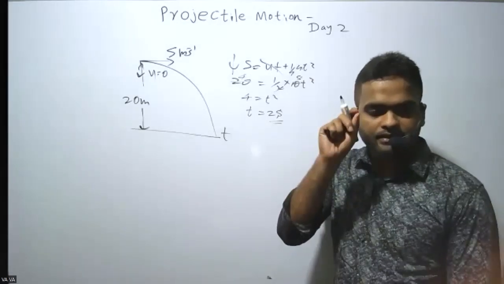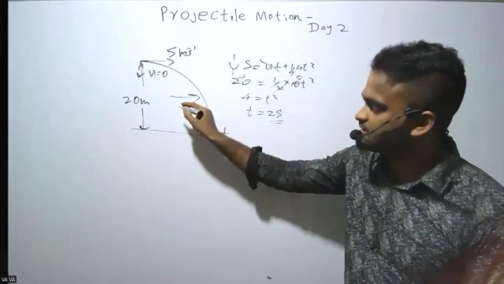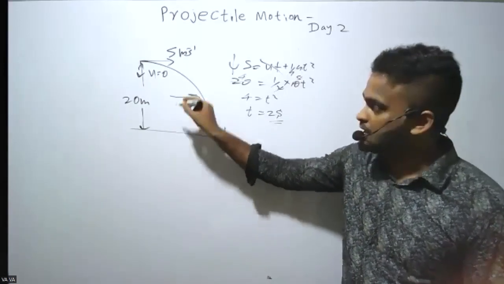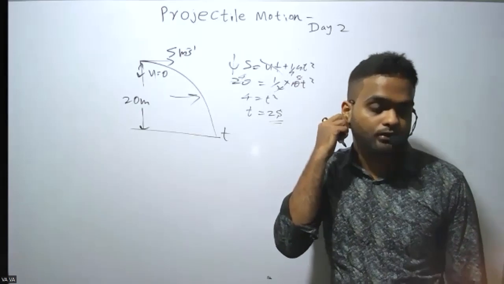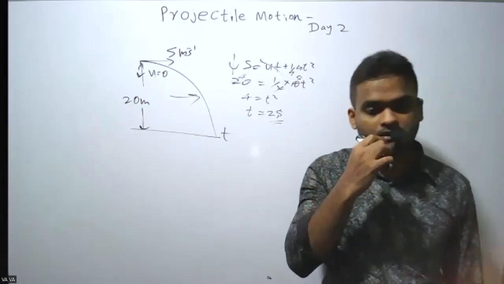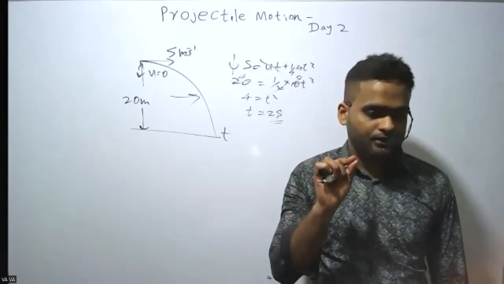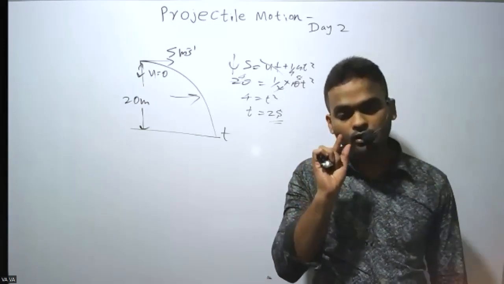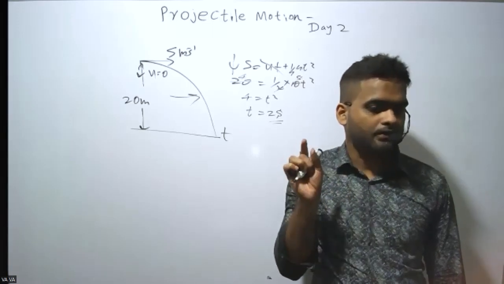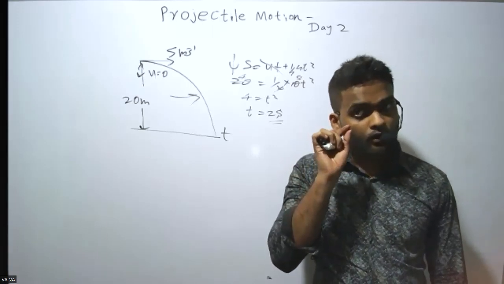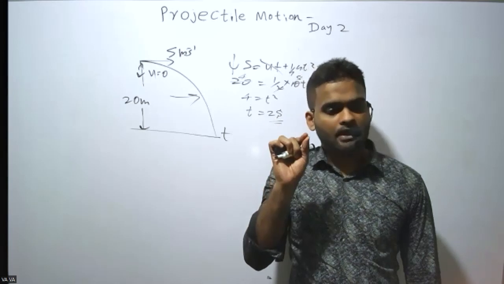Acceleration, I told you, is only g downwards. In the horizontal direction, acceleration is 0 all the time, right? The reason for that, I think I told you in the last class: think about acceleration in terms of force, not velocity. Acceleration is the rate of change of velocity, but don't think of acceleration in terms of velocity, because it is somewhat confusing. It is easy to think about forces applied on an object, right?